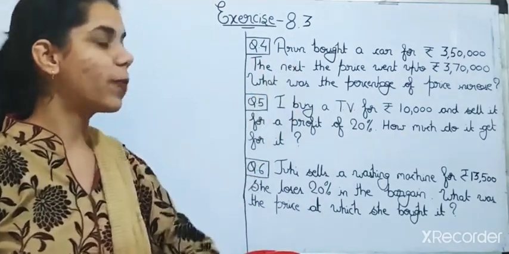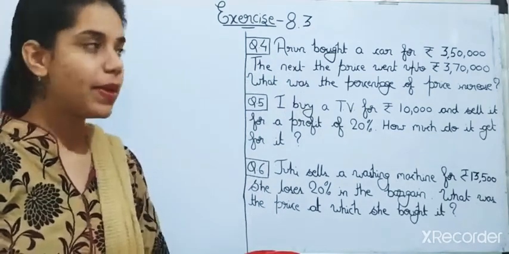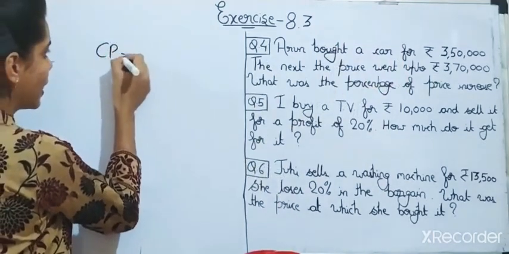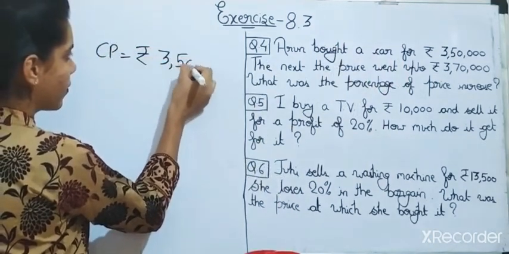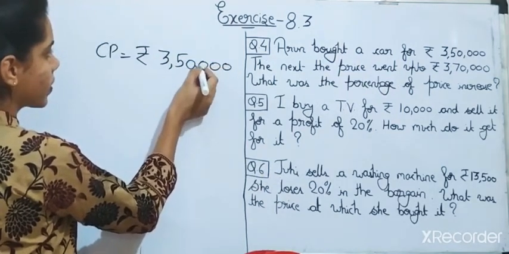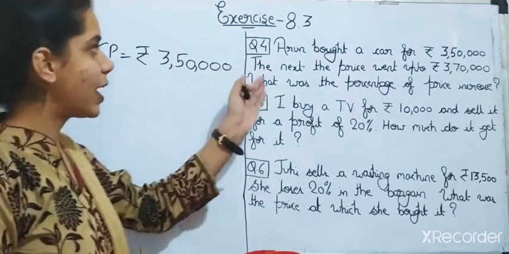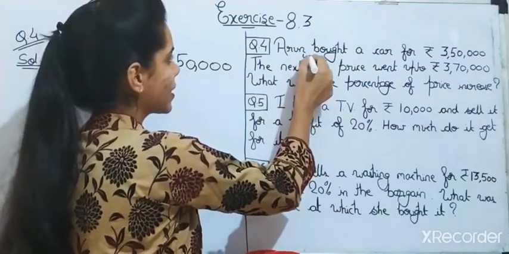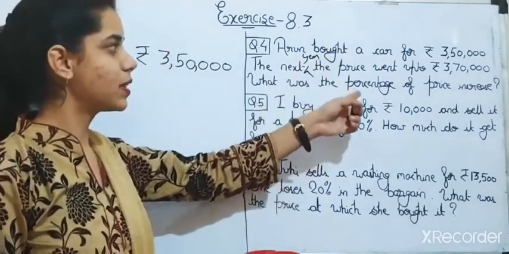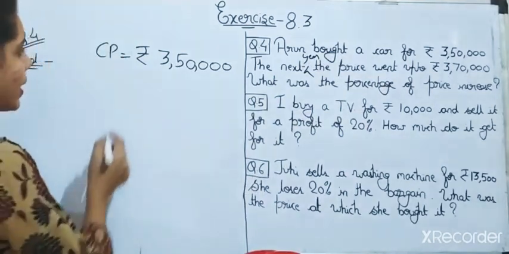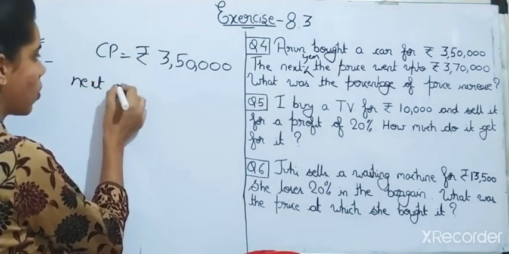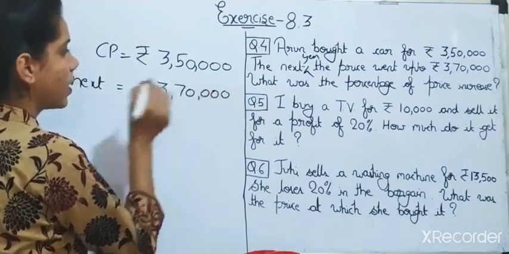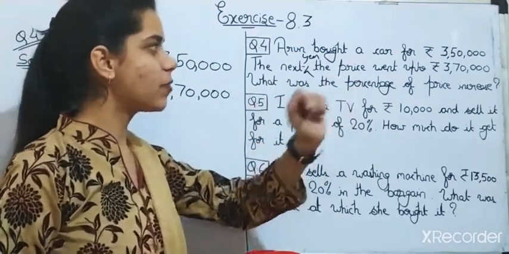Arun bought a car for rupees 3,50,000. Means what is the cost price of the car? 3,50,000. The next year the price went up to 3,70,000. What was the percentage of price increase? Now, next year its cost became 3,70,000. Now they are asking what was the percentage of price increase.